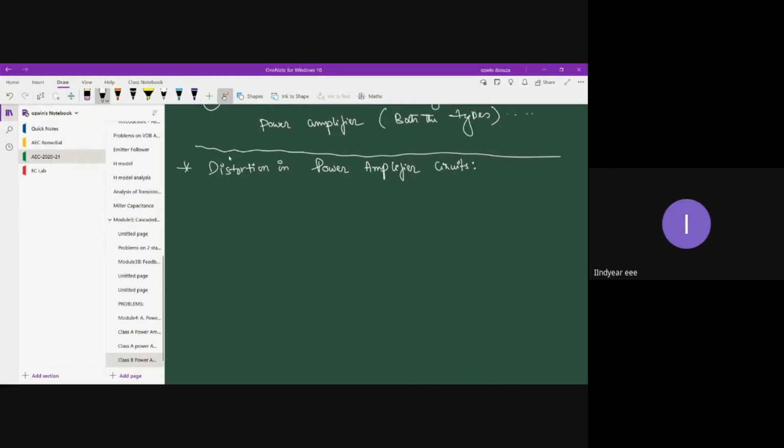Okay, which I'll be taking up in the next class. So next class, let us just discuss distortions in power amplifier circuits. All right.